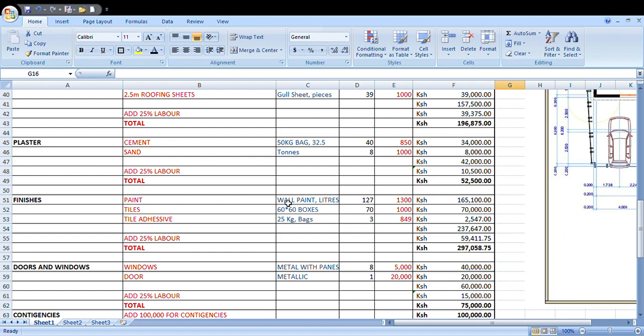So you multiply by the total area of the walls which you will be painting. I came up with 127 liters, which is 165,100 total. Then we have the tiles. For the tiles, you calculate the surface area and then divide by the measurements of the tile, and then you come up with the total number of tiles. For me, I got 70. I used a box of around 17 tiles, so that comes to approximately 70 boxes.